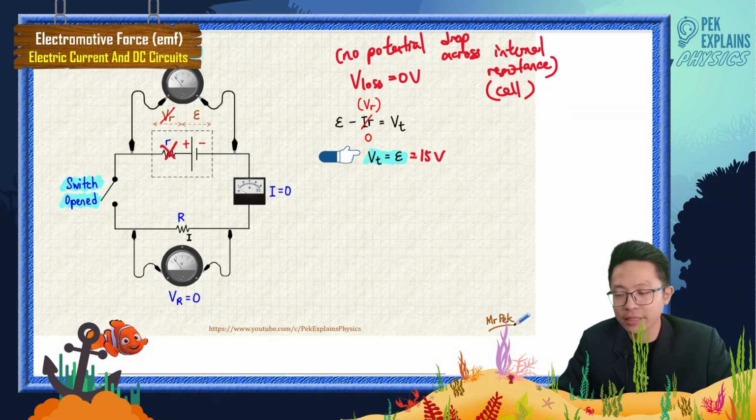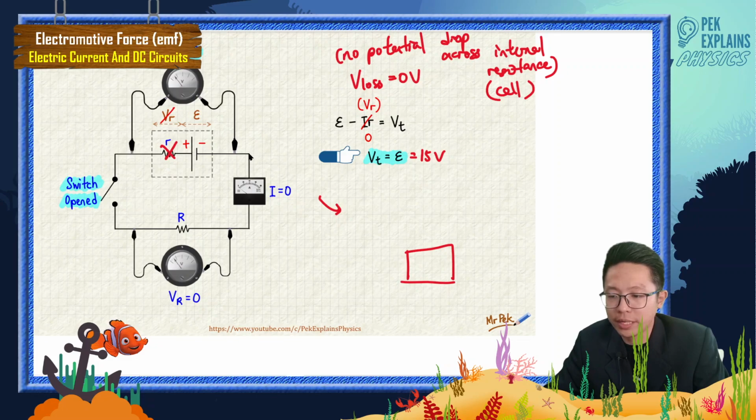Instead, the external resistor won't receive any current. So of course, the voltage across the external resistor is 0. In other words, it's like we connect the battery directly to the voltmeter. This is the internal resistor. This is the EMF.